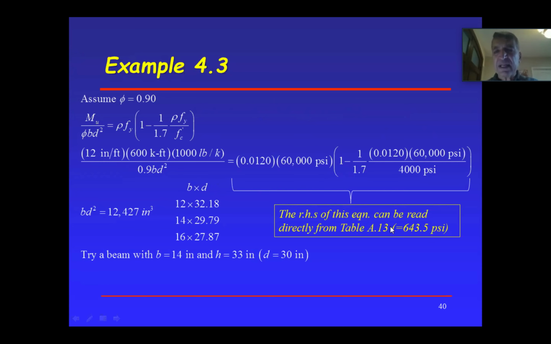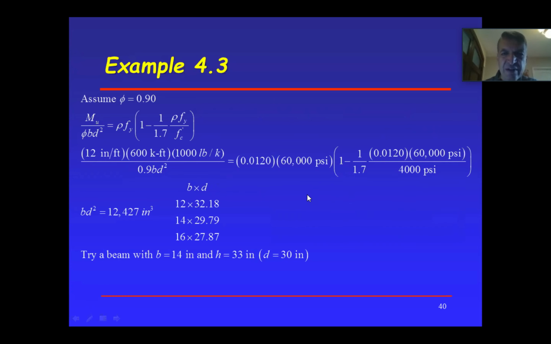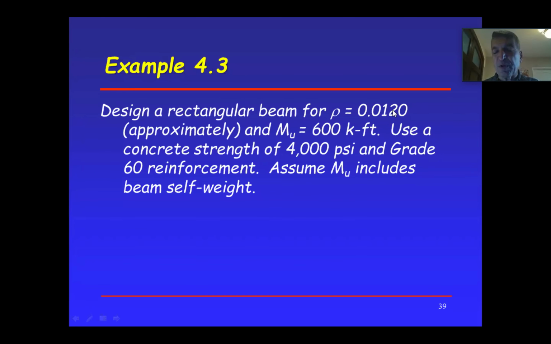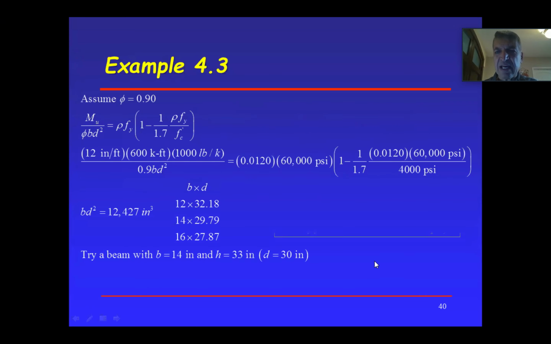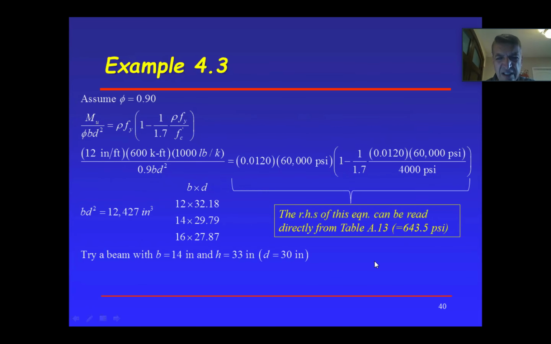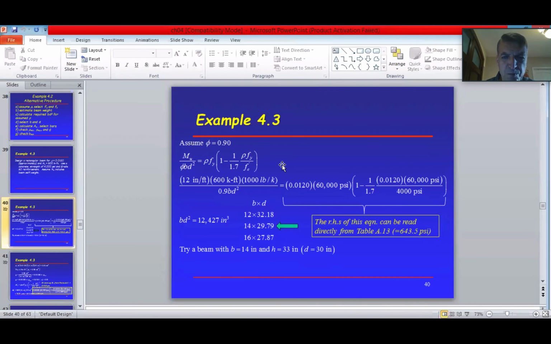Okay, so I'm gonna skip to that and show you that now. I want to remember that 643.5. Why? Because rho was given as 0.012. All right, so let's see how we do that. I'm gonna reshare screen here. Share a new screen, and I'm gonna go here.